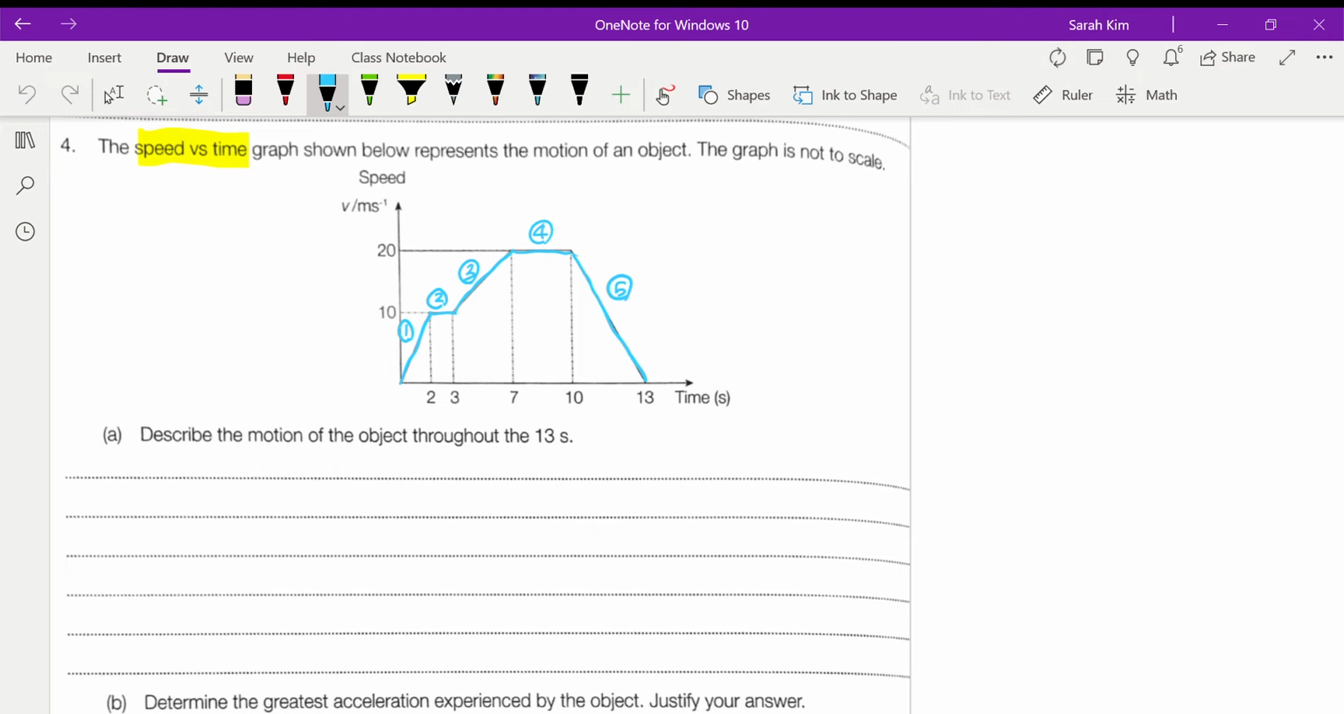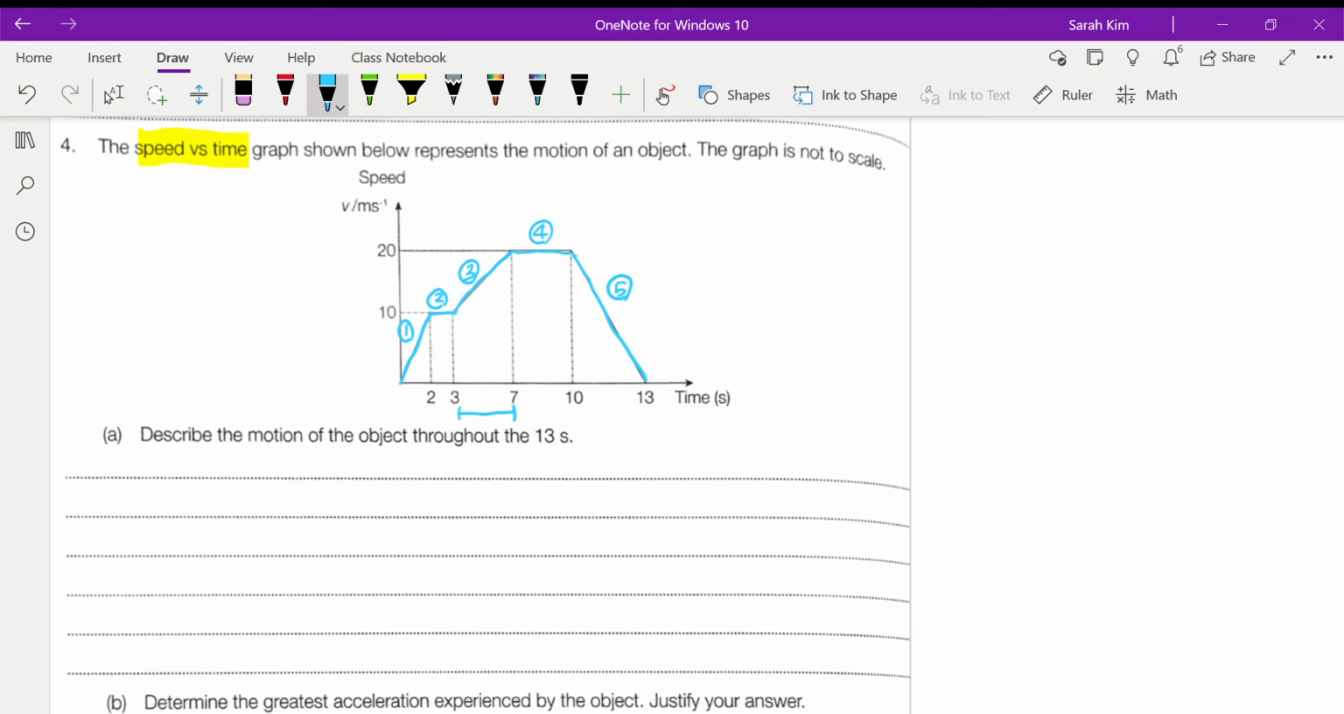Now, then what happens is the velocity is 10 meters per second for 1 second, because 2 to 3 seconds is 1 second. And then for the next 4 seconds, 3 to 7 seconds, it accelerates to 20 meters per second. And then for the next 3 seconds, when time is 7 to 10 seconds, section 4, the velocity stays constant at 20 meters per second.